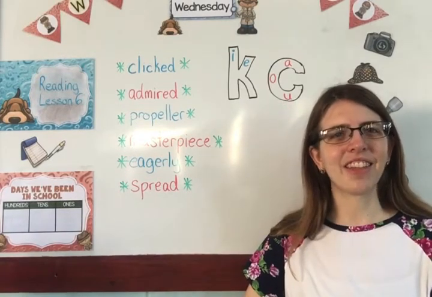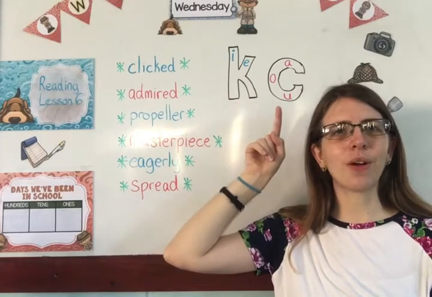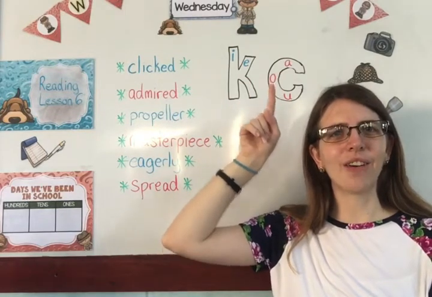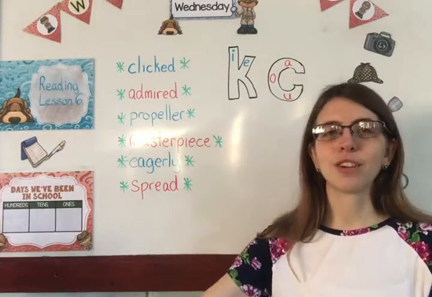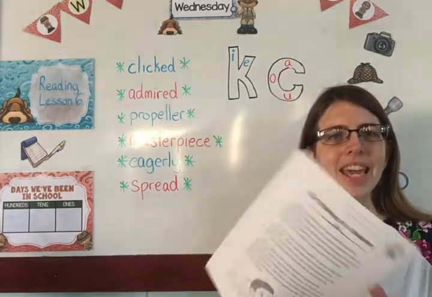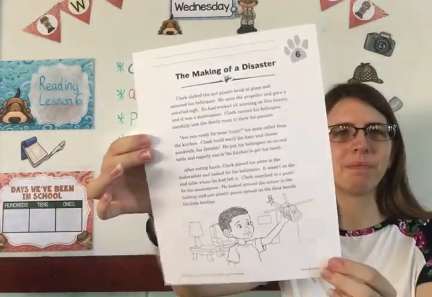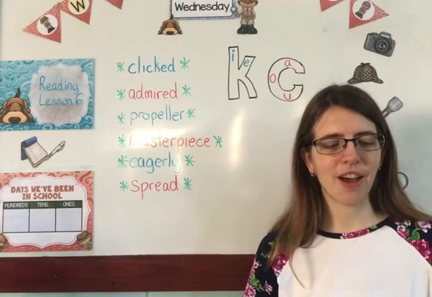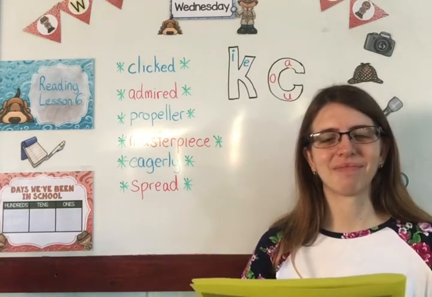Let's say it again together. K goes with I and E. C before the other three, A, O, and U. Good job. Okay, now take out your reading story, The Making of a Disaster. This is what it looks like with a 6 in the paw print. Here we go. Ready? Let's read it together.